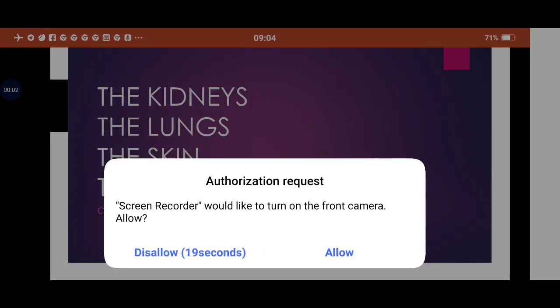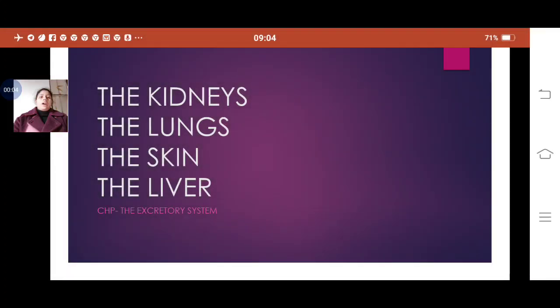Good morning, children. Today we are going to start with the various organs or the parts that are involved in the excretion process. In your chapter, you have to study about the organs like kidneys, lungs, skin, and liver. They are actually facilitating the process of excretion via different parts of your body.